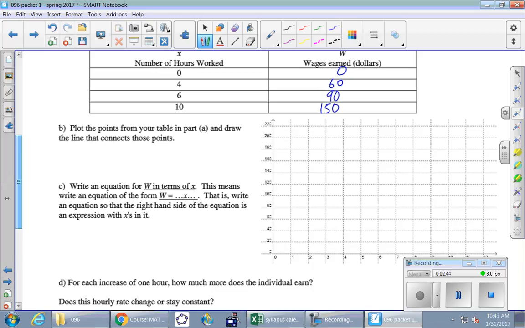Kind of having trouble seeing where the axis is on my page. Your copy looks a little bit nicer than mine does. I think I'm in the right spot there. Okay, and then 4, 60, it's there, and then 6, 90. So we're just plotting lots of points. And then 10, 150. I think it's there.